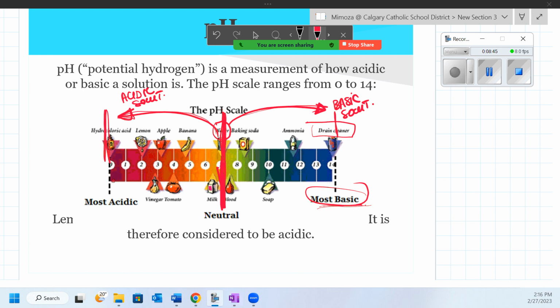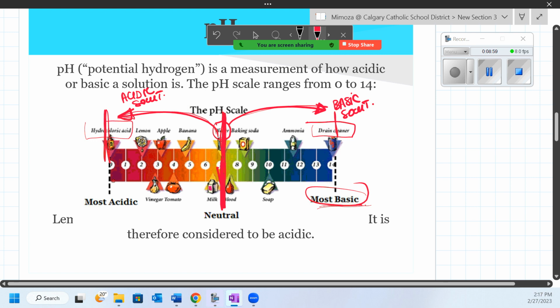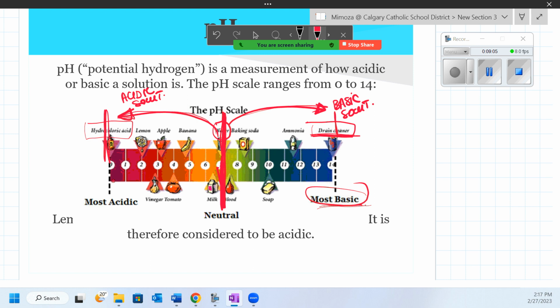And the example of the most acidic solution that we know and can rely on, and it's well known, is hydrochloric acid. And you know that drain cleaner is something that we use even in our household. Not so much hydrochloric acid, but drain cleaner is something that we widely use in everyday cleaning of our home.